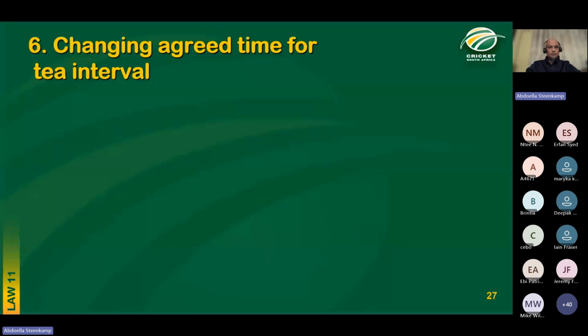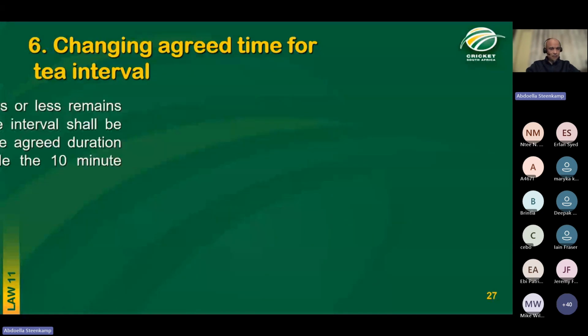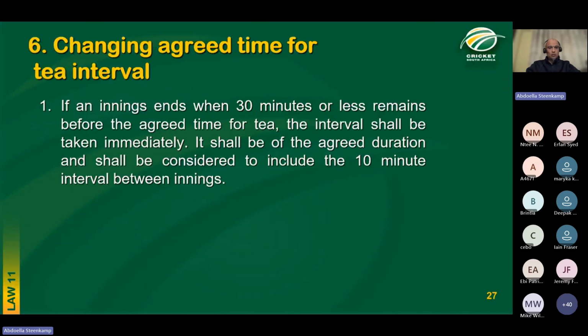Again, let's look at the flexibility that the lawmakers brought in when it comes to changing your time for your tea interval. So if an innings ends 30 minutes or less to tea, we will then take an early tea. We will incorporate the change of innings into our tea interval. An example of this, let's say our tea is at 3 o'clock.